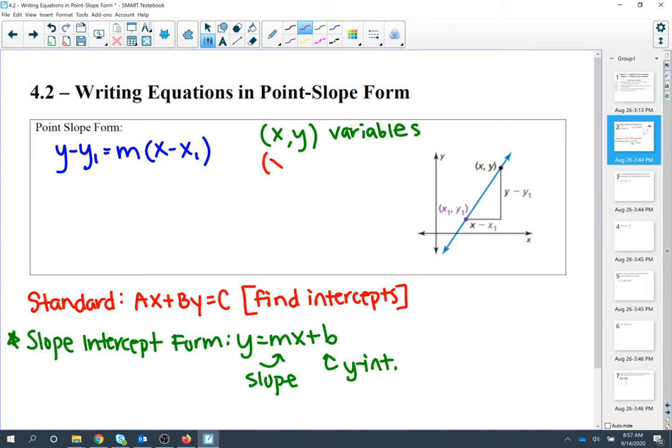Now, your x1, y1 is an actual point, meaning you're going to put numbers in there. So if your point is at 2, 4, you would substitute a 2 and a 4. And then your m is your slope. And the reason you would want to use this form is if you were given a point and a slope and you wanted to figure out the equation of the line.